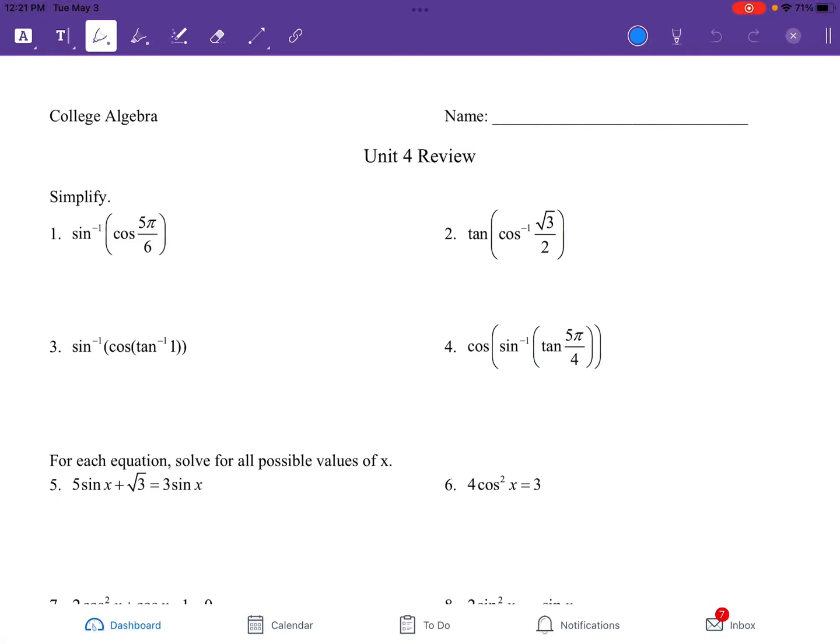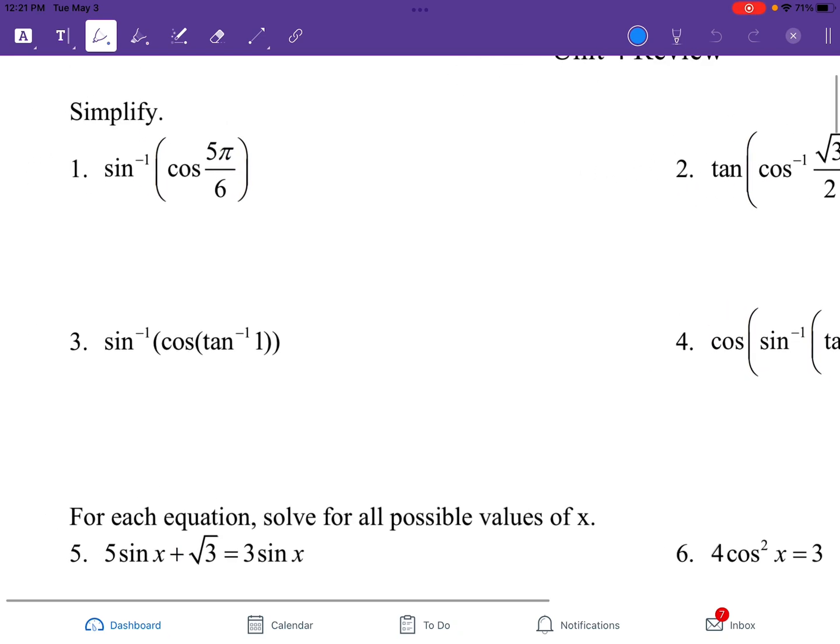So this is the Unit 4 review sheet video for the review key. All right, so here we go. We start off with inverse trig functions.